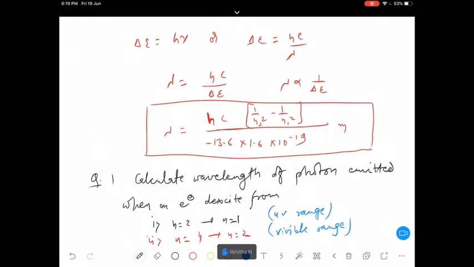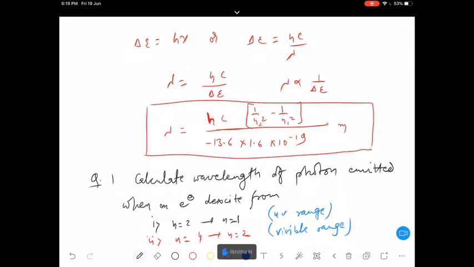Is it clear? Yes, Likita. Can't we solve that with constants? Sorry? We have an expression for wavelength. Yes, we have 1240 by delta E. Directly I'll give you that.